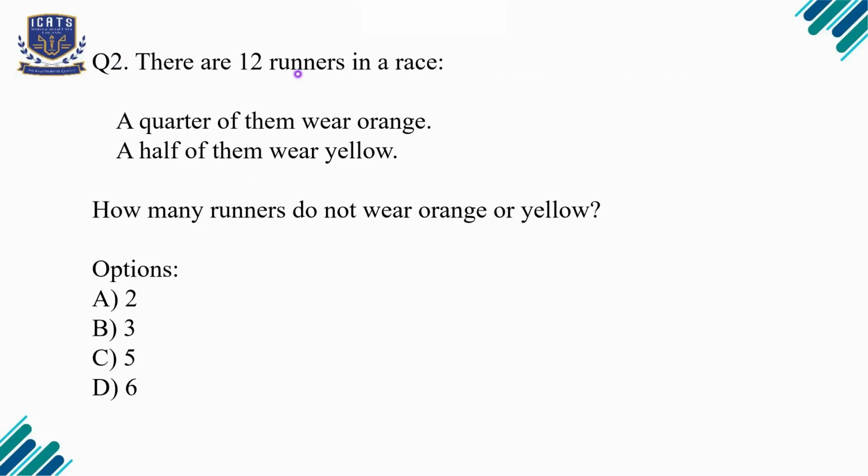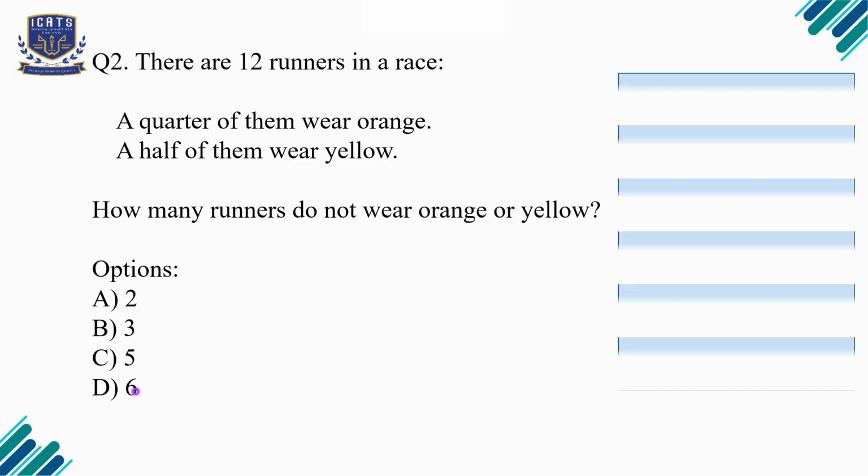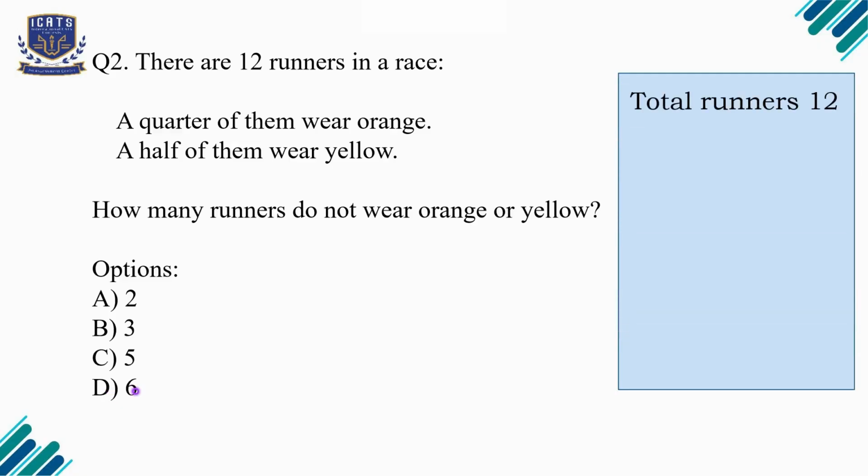Question number 2: there are 12 runners in a race. A quarter of them wear orange, a half of them wear yellow. How many runners do not wear orange or yellow? Four options are given to us. Option A is 2, option B is 3, option C is 5, and option D is 6. So there are a total of 12 runners and quarter means 1 by 4. So a quarter of them were orange. So we will write 1 by 4 and multiply it by 12.